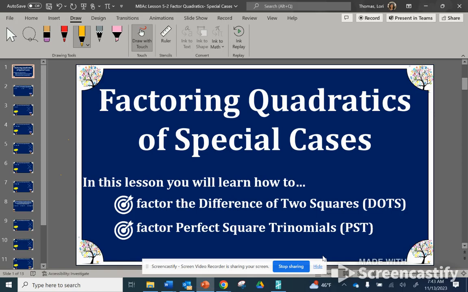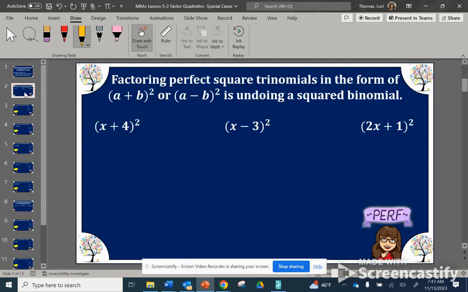Okay, guys, in this lesson, we're going to continue to factor quadratics, but we're going to look at two special cases. The first special case is a perfect square trinomial, and we're going to learn how to recognize a perfect square trinomial and be able to factor it very quickly. But first, let's see how perfect square trinomials are created.